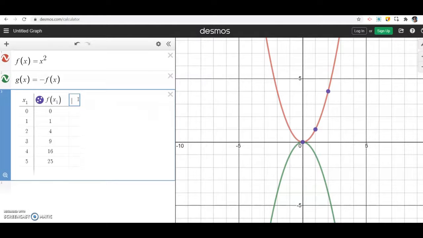So what did g of x do? Well, g of x1, take a look. Because g had a negative, all it did is it just took our y values and turned them all negative, negative, negative. And there you go. Okay, so a negative in front turns everything negative. That means it's upside down. And now you know how to do a reflection. And that's very, very useful.